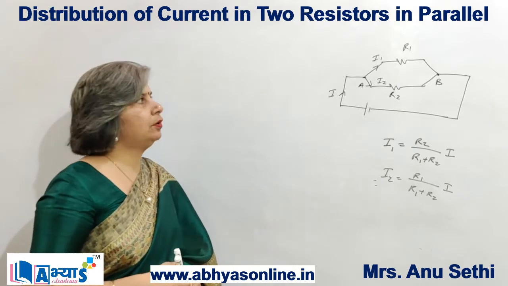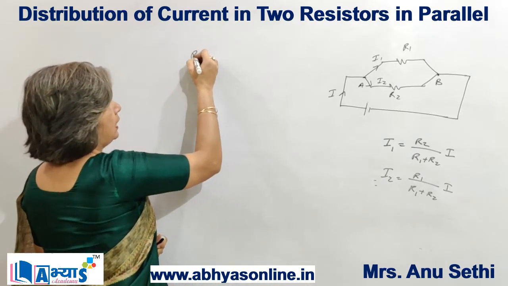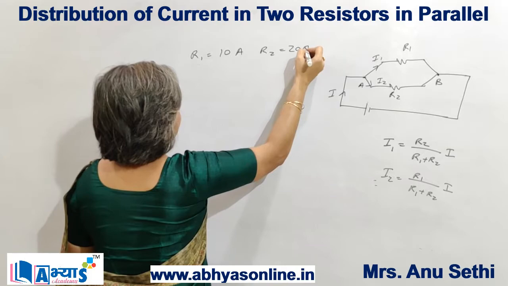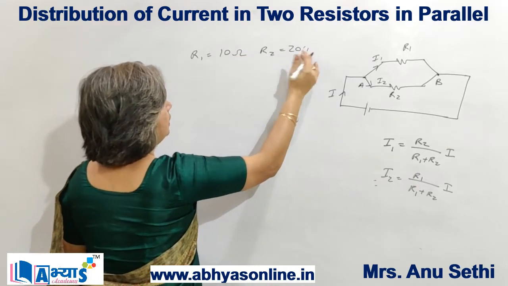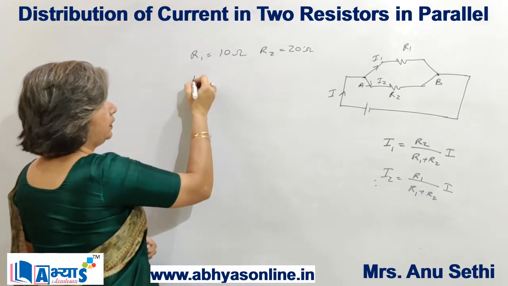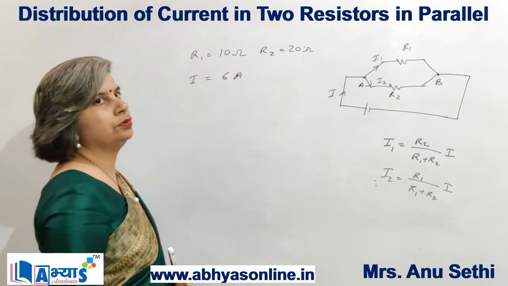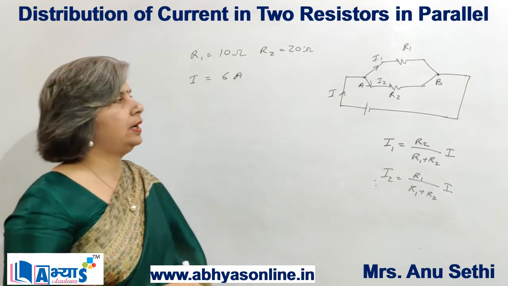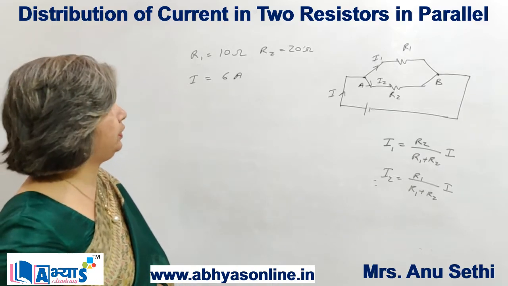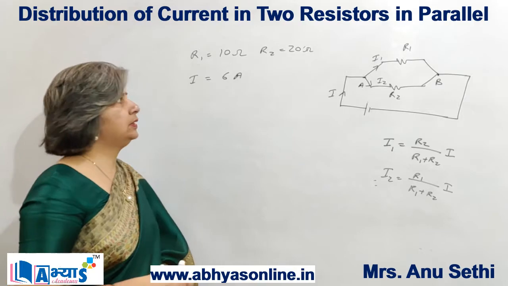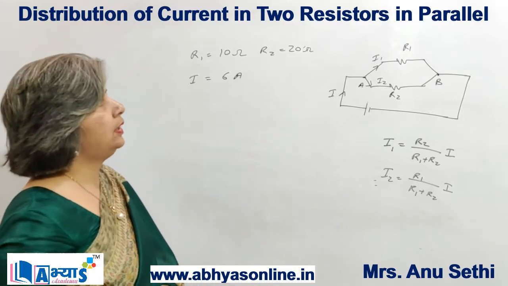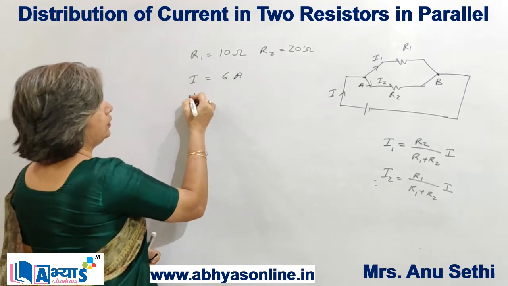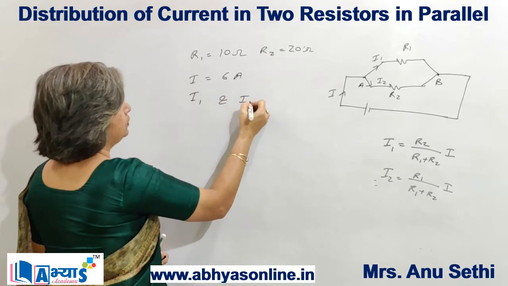Now let us take a numerical on this concept. Suppose we have two resistors, R1 of 10 ohms and R2 of 20 ohms, connected in parallel, and a current I equal to 6 amperes is flowing through the circuit. We are supposed to calculate the current flowing through each resistance. That means we want to find the current flowing through resistance 1 and the current flowing through resistance 2.